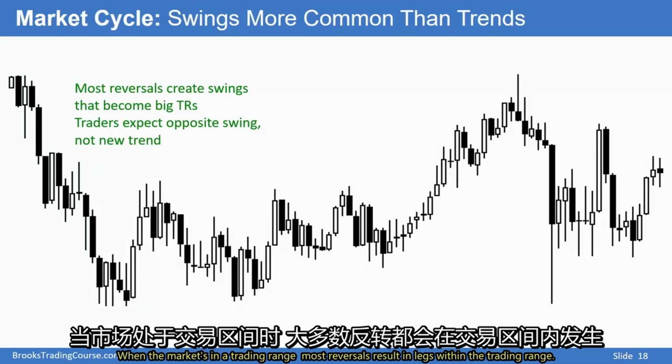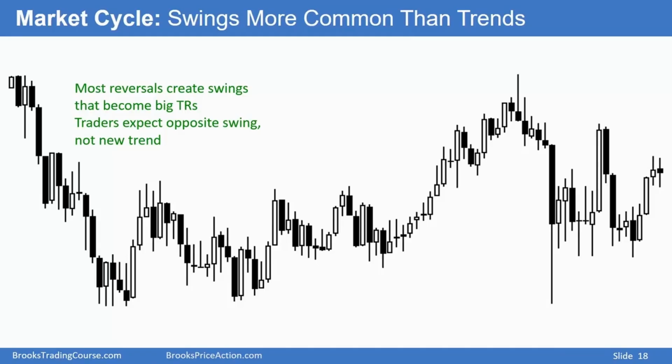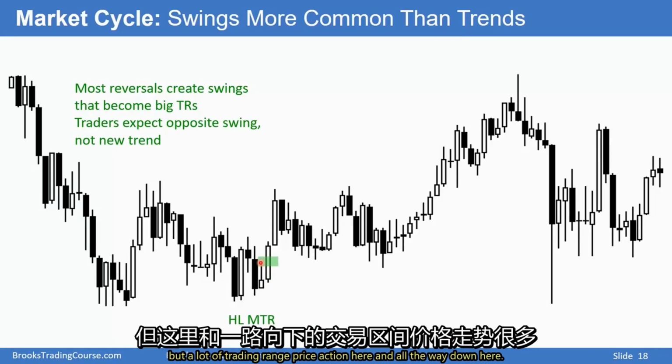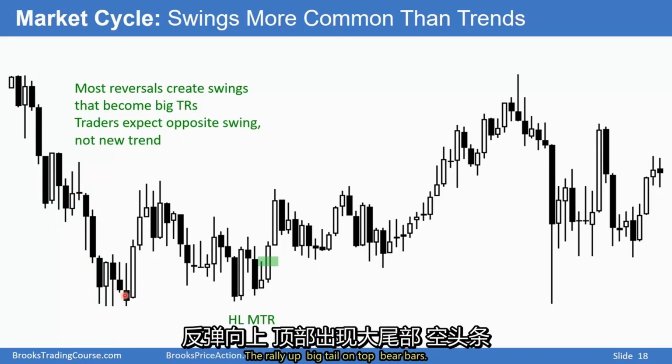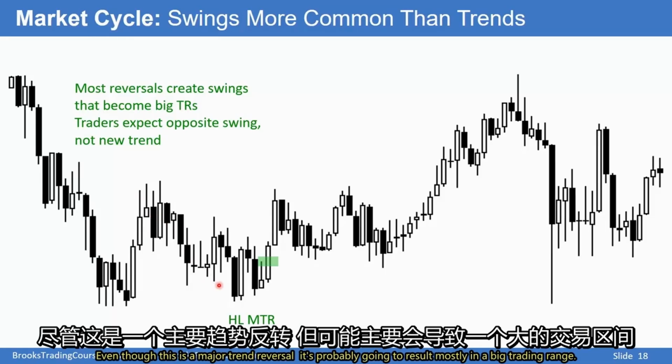When the market's in a trading range, most reversals result in legs within the trading range. The end result is a big trading range, not an opposite trend. Higher low major trend reversal, but a lot of trading range price action here and all the way down here. Big bear bars, bad follow through, tail, bad follow through. The rally up, big tail on top, bear bars. This looks like trading range price action. Even though this is a major trend reversal, it's probably going to result mostly in a big trading range.